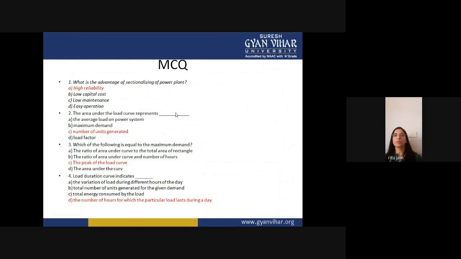The area under the load curve represents the number of units generated. The peak of the load curve always represents the maximum demand. The load duration curve is always drawn in descending order. The number of hours for which a particular load lasts during a day is represented by the load duration curve. So this is all about the load curve, load duration curve, and some other factors which are important for your analysis of substations.